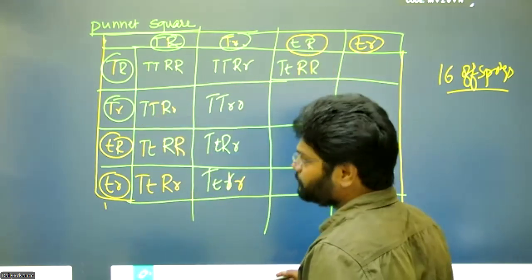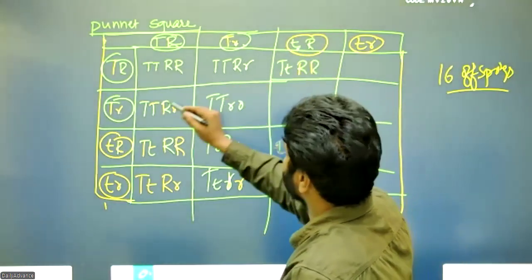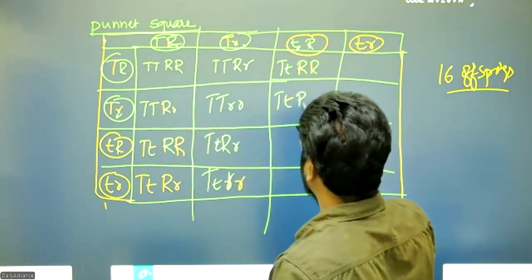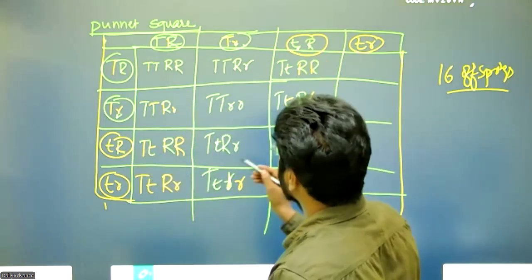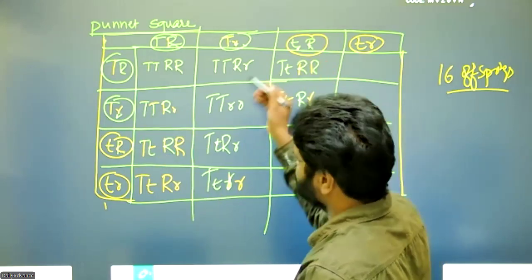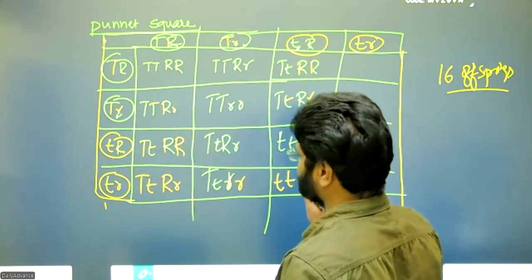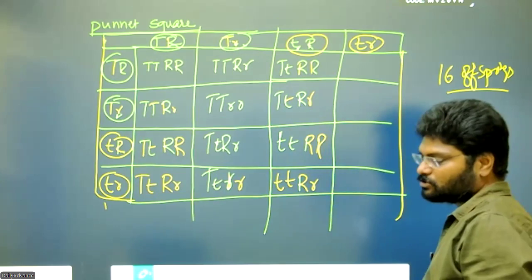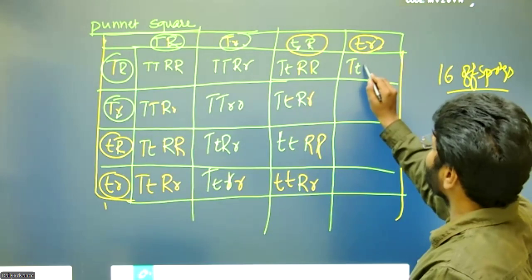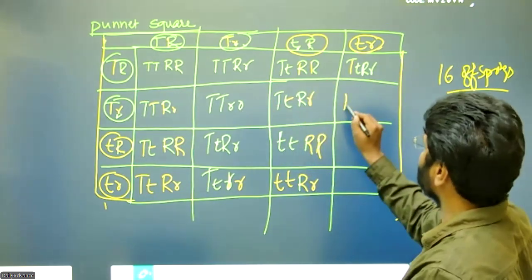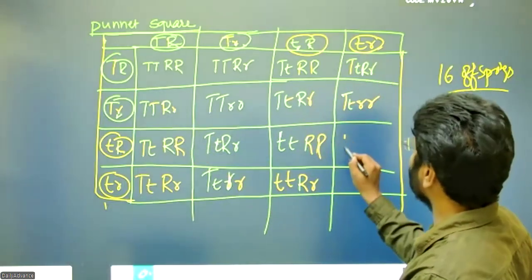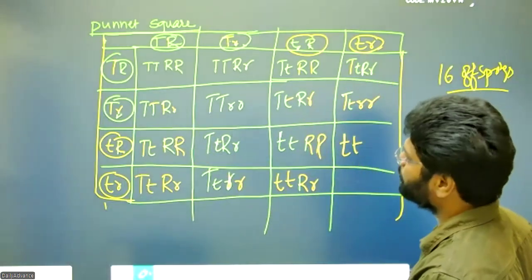So capital T, small t, small t, capital T, capital R, small r. So now you can see third one, small t, capital R, capital R. So this you can see small t, capital R, small r. So now you can take this gamete has the four probabilities, capital T, capital R, small r. This one, capital T, small r, small r. So this one, small t, okay.